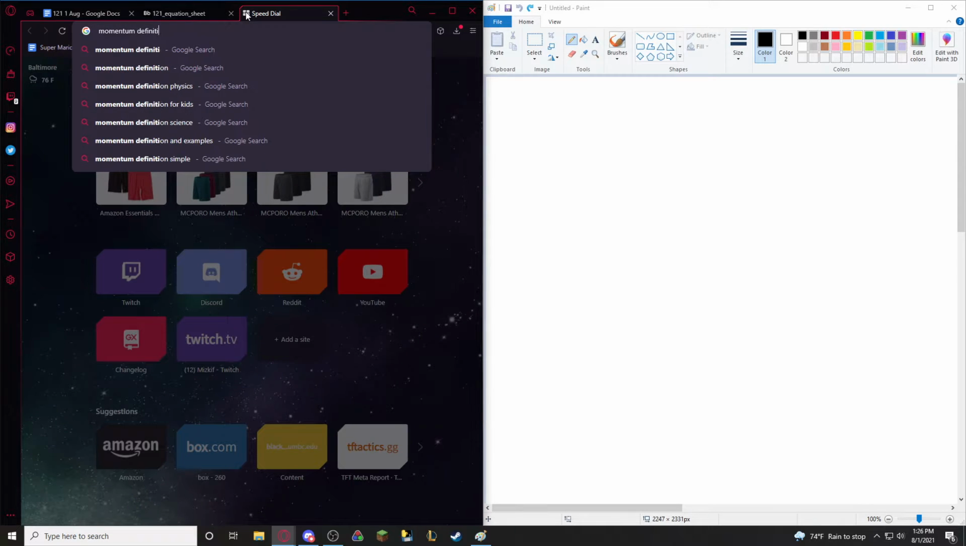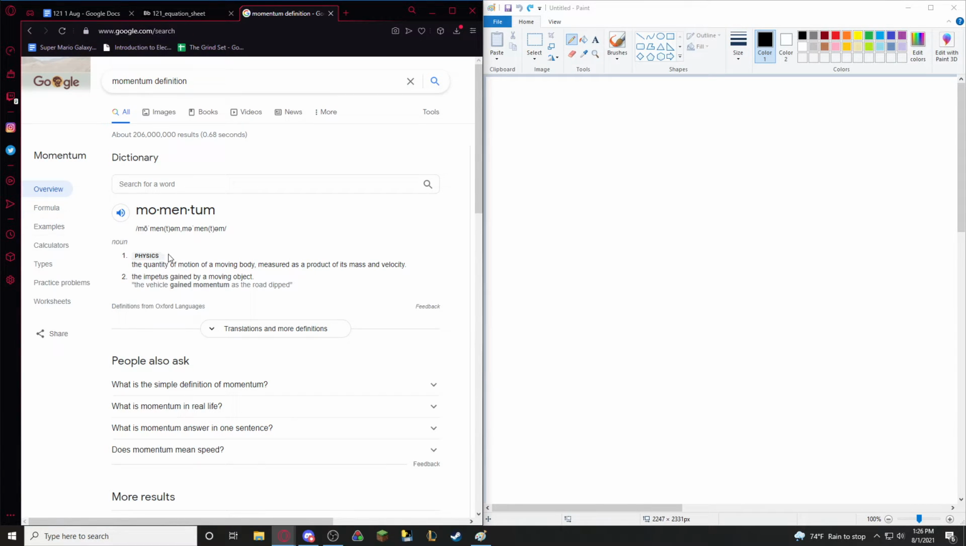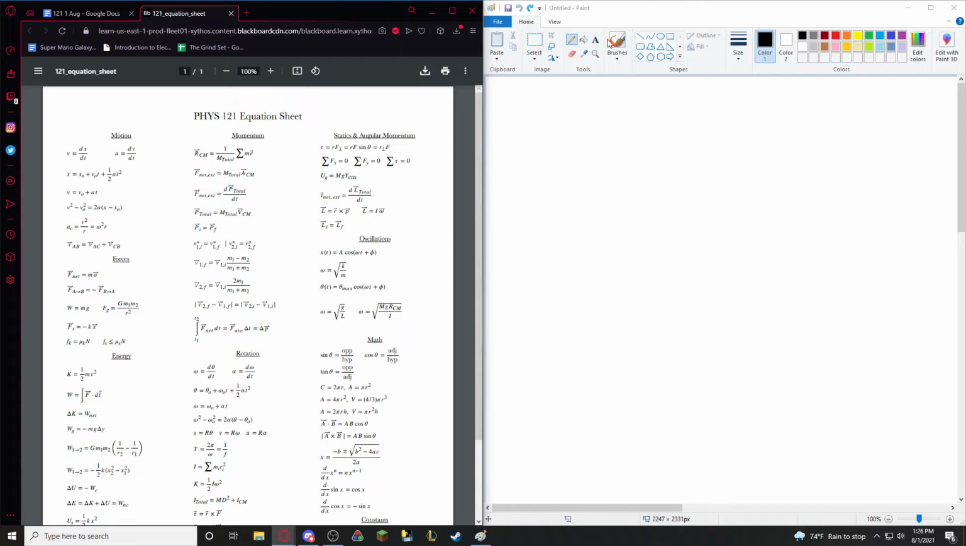Momentum definition: the quantity of motion of a moving body measured as a product of its mass and velocity. So essentially, momentum, which we usually define as p, and it's a vector, so we add a little arrow. Hold on a second.